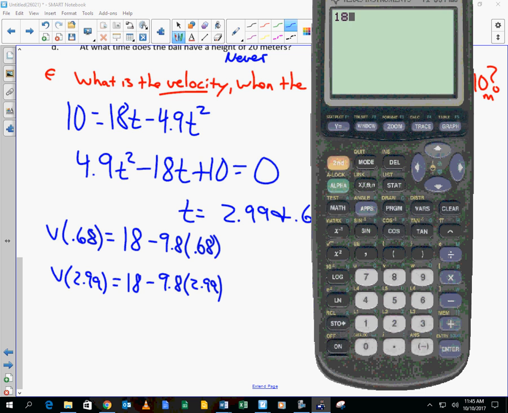We've got 18 minus 9.8 times 0.68. And I get 11.34. So it'll be 11.34 meters per second on the way up. If we did this, we come up with negative 11.34 meters per second on the way down. So there's multi-steps to it. Sometimes we might have to use both the height function as well as the velocity function.